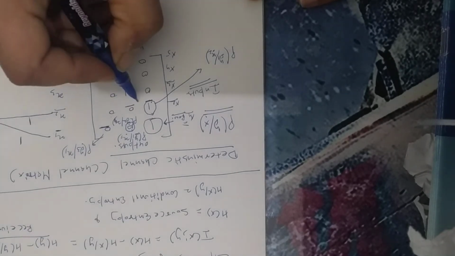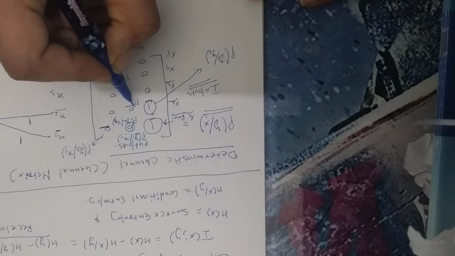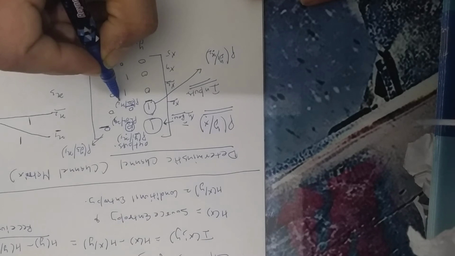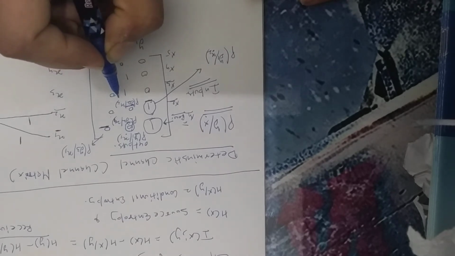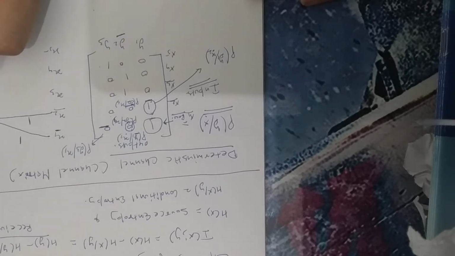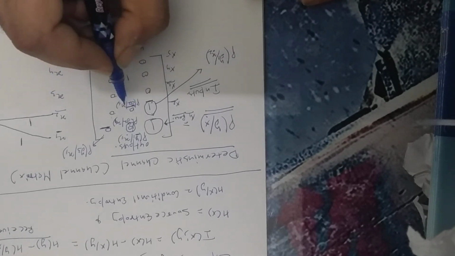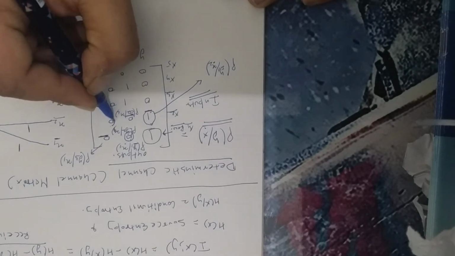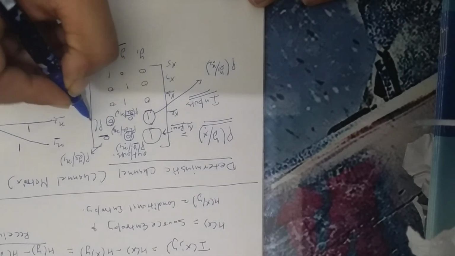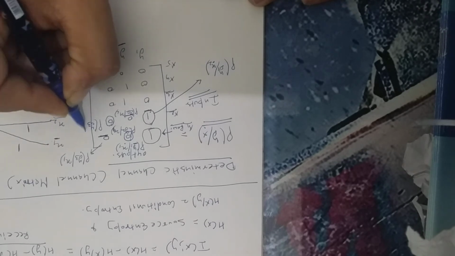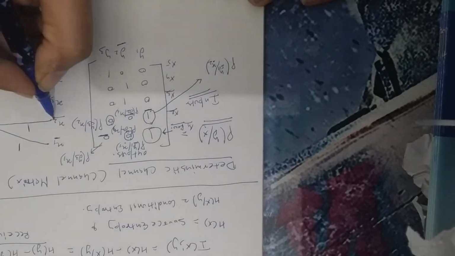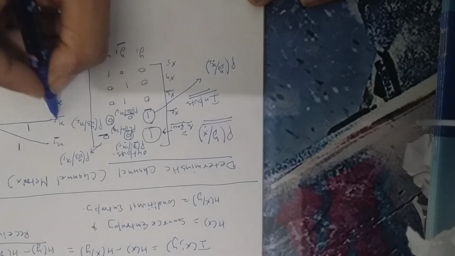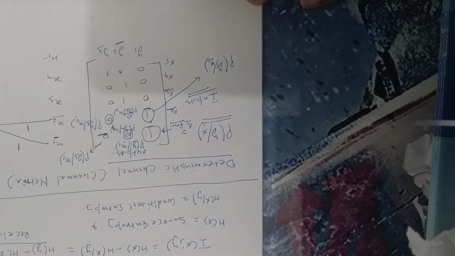This 0 will represent p(y2/x2). That means the probability of receiving y2 when x2 has been transmitted is 0. So we will not draw any line between x2 and y2. This next 0 will represent the probability of receiving y3 when x2 has been transmitted. x2 has been transmitted, and what are the chances that we will get y3? This is also 0. So we will not draw any line between x2 and y3.